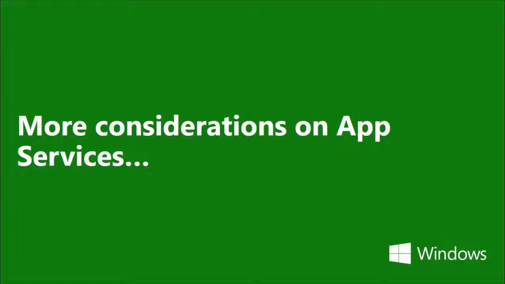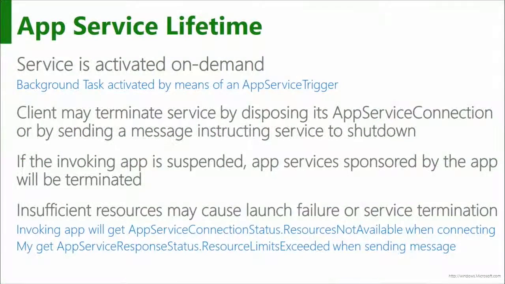So, more considerations on that. Let's talk about some of those things. These app services are activated on demand. At a technical level, it's something called an app service trigger, which is a built-in trigger. So in the background processing module you did, Jerry, you were talking about all the different triggers. That's right. This has its own trigger, called an app service trigger. So when the client makes a connection to that service, if it disposes of that app service connection, so it's finished with it, that will cause the service to be terminated.